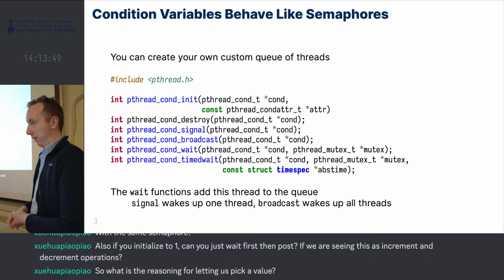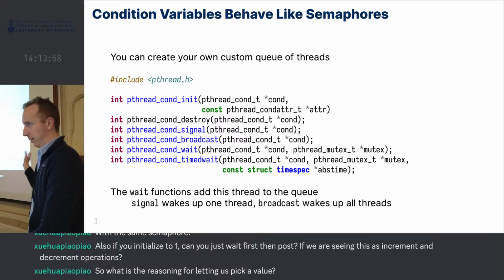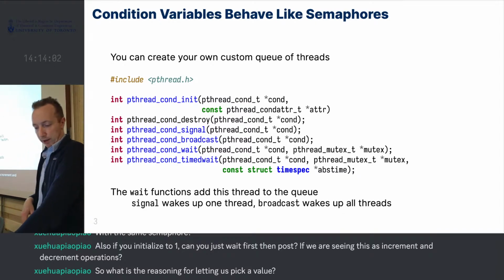So wait adds the thread to the queue, puts it to sleep, and then signal will wake up a single thread in the queue. Broadcast wakes up everything. You might see broadcast once you get into GPU programming and things like that. That's basically what broadcast does.